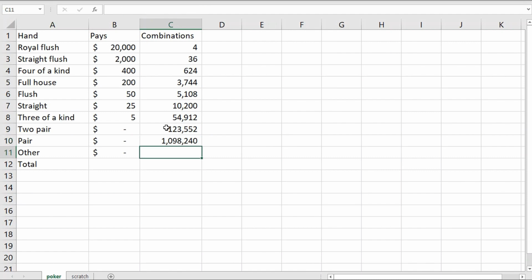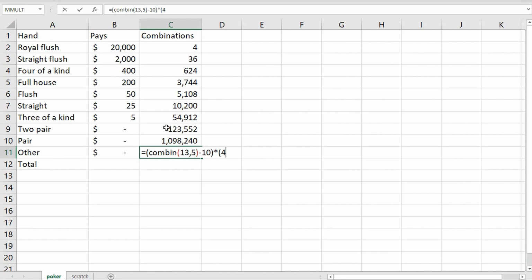And how about anything else? Well, that's going to consist of 5 singletons. So combin 13 comma 5 is the number of ways to choose 5 ranks out of 13. However, 10 of those ways will result in a straight. So we've got to subtract out 10, because if we pick, for example, 5, 6, 7, 8, 9, then we would have a straight. And there are 10 possible spans, so we subtract 10 from the number of ways to pick the ranks. So now let's go on to the suits.